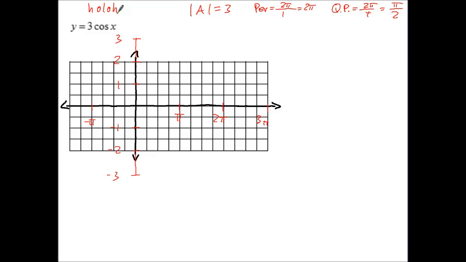So starting at the high then, we start at positive 3. From there we go down to 0 at pi over 2. Then we go to the low, which is at negative 3 because of our amplitude. We go back to 0 and back to our high. From there we go back to 0, back to our low, and to the left we would get back to 0, back to the low, and back to 0.